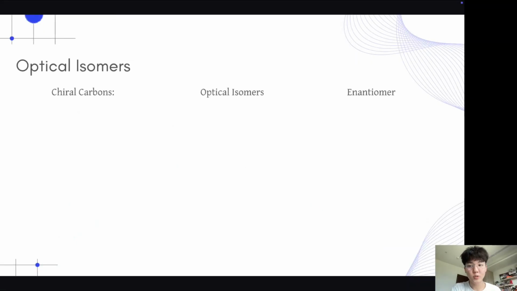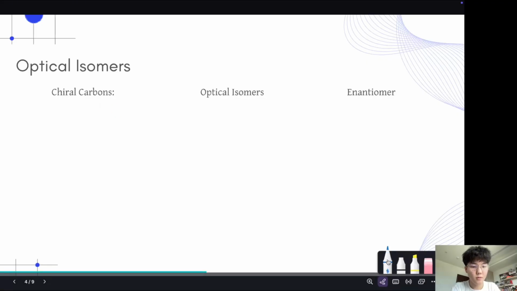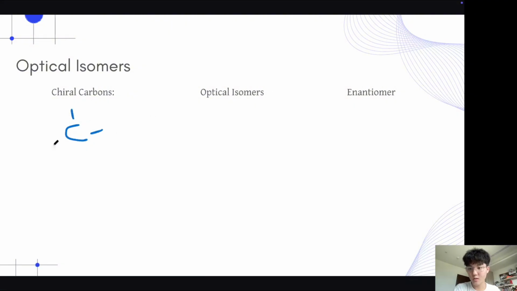So let's talk about optical isomers. Well, first we have to understand chiral carbons. Chiral carbons are basically where you have a carbon with four distinct bonds. And each of these bonds have different groups. So a chiral carbon cannot have a double bond basically, because that would limit it to three bond regions. You would have one double bond and two single bonds. And therefore it would not be a chiral carbon. A chiral carbon must have four distinct bonds.